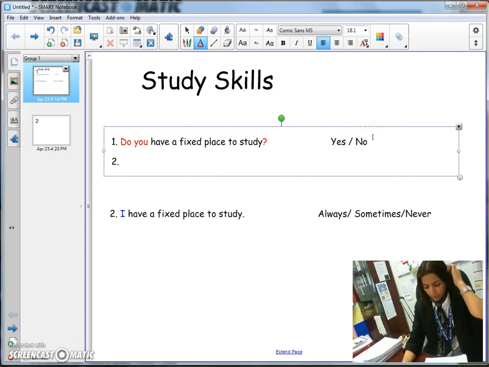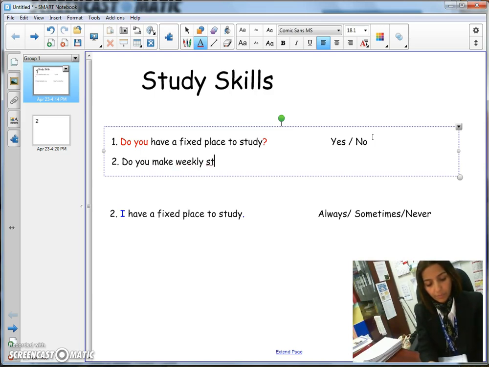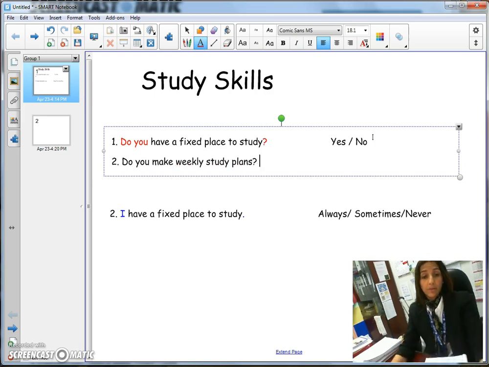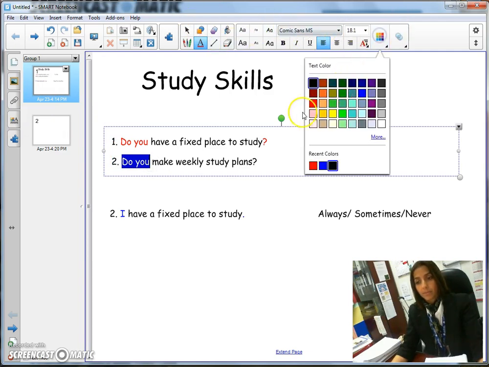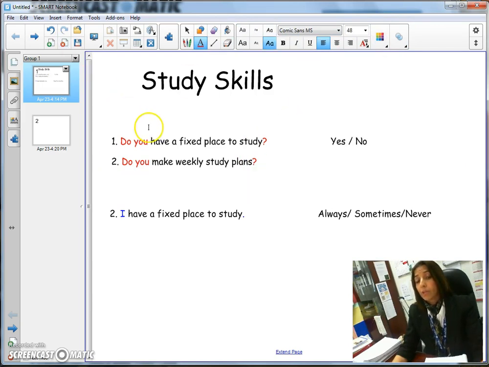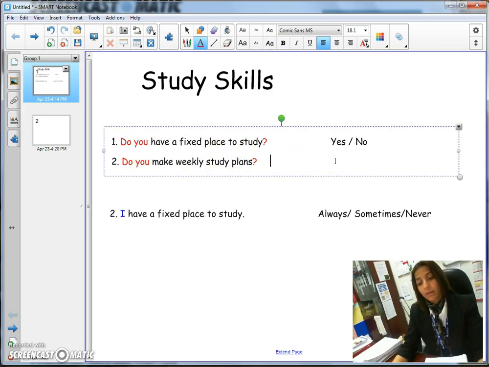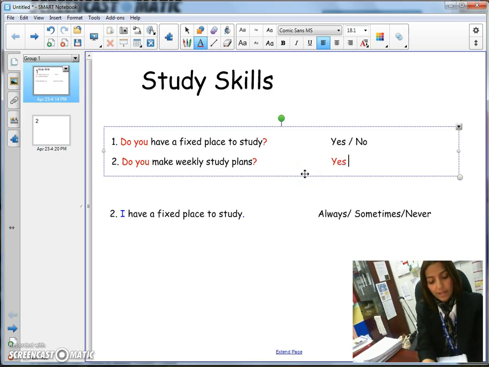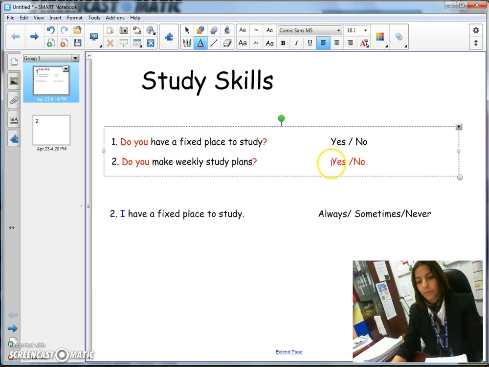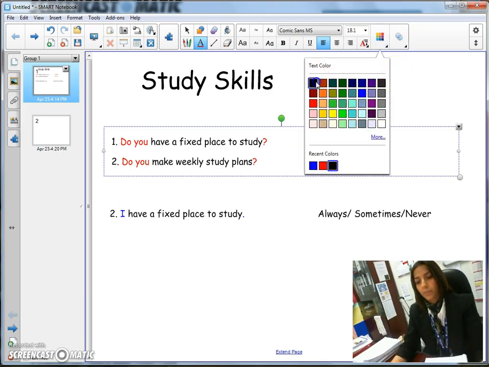Let me give you another example. Now, do you see this again? Do you make weekly study plans? So again, we have a question form here and we have a question mark. So what do you think will be the response for "Do you make weekly study plans?" Yes, the response is going to be in the yes or no form, right? It's going to be yes or no.